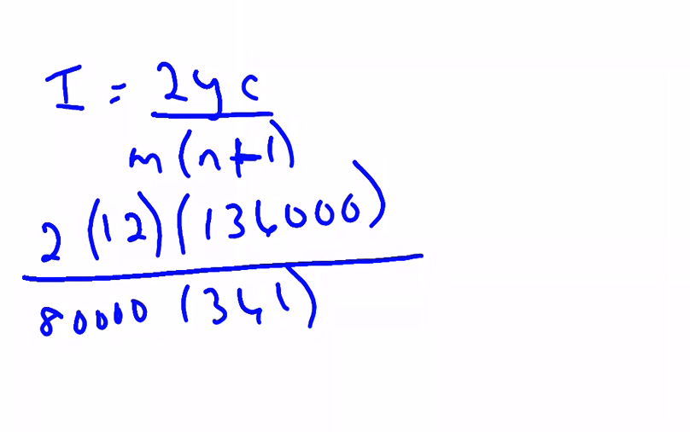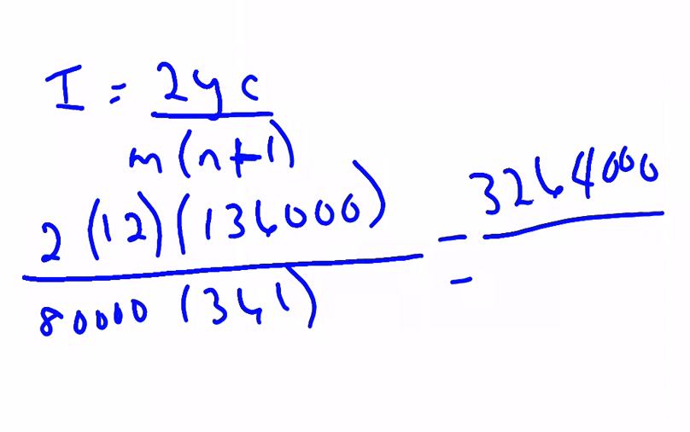And then we need to compute that to see what we get. So 2 times 12 times 136,000 is 3,264,000. And then 80,000 times 361 is 2,888,000. Then we have to divide those numbers. Oh, I missed a 0. So it's 28,880,000. Sorry about that.